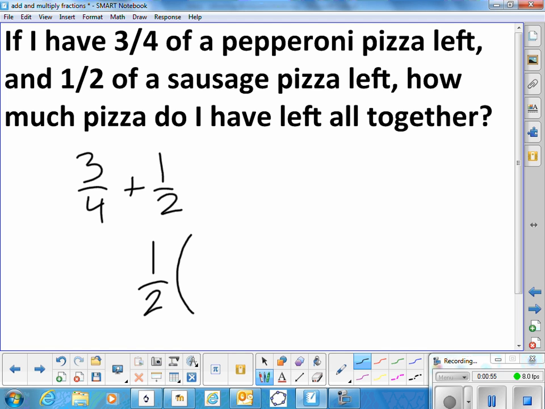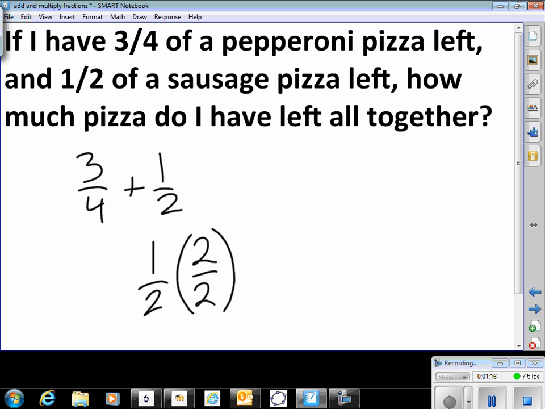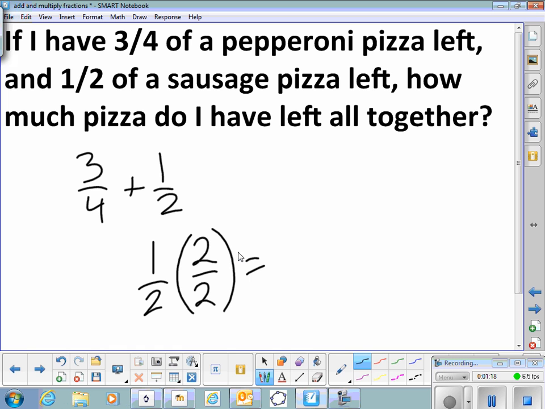I'm going to have to multiply by 2 to get it to fourths, but the only number that I can multiply and not change the value is 1. And 2 divided by 2 is 1. So if I multiply that 1/2 by 2 over 2, although it will look different, it will still have the same value. So that will be 1 times 2 is 2, 2 times 2 is 4. So that 1/2 could be written as 2/4.